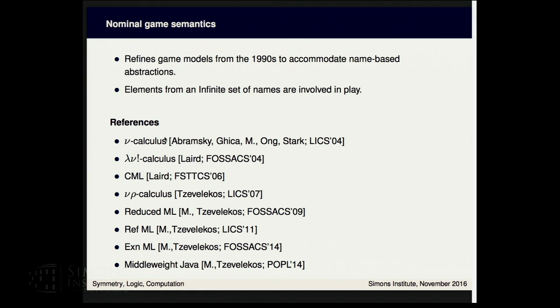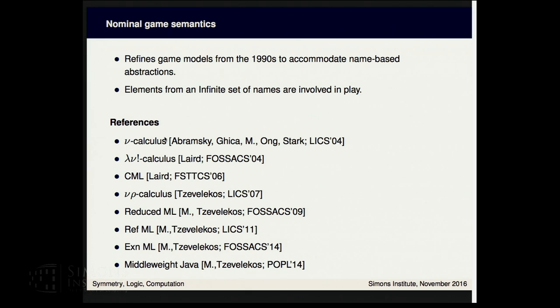That's a refinement of the game models you may have heard about, game models from the 90s. They are refined in order to account for references, objects, and so on in a more faithful way. And in particular, nominal game semantics involves an infinite set of names in the process of playing games. So this infinite set can be used, elements from this set can be used in moves. Of course, the fact that the set is infinite means that we can model resource creation.